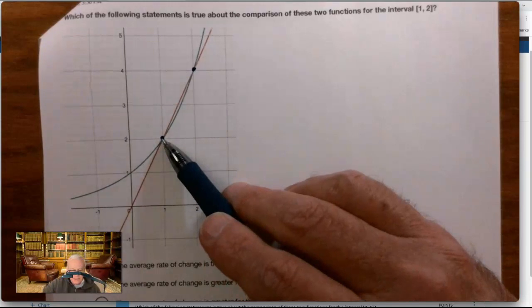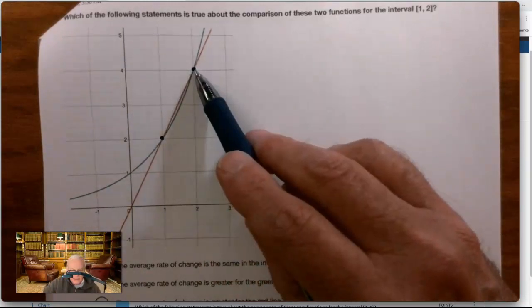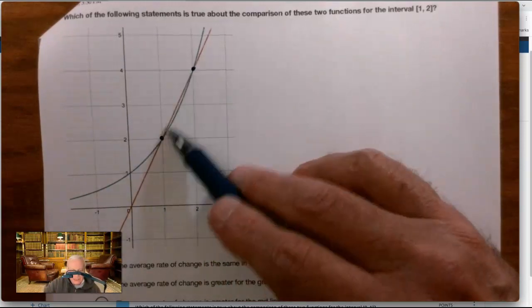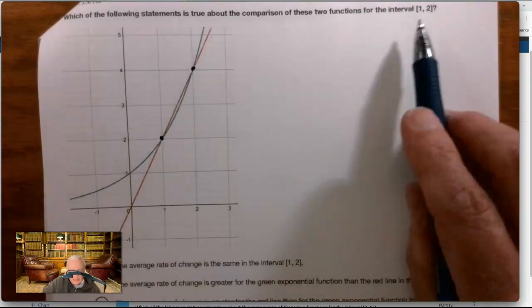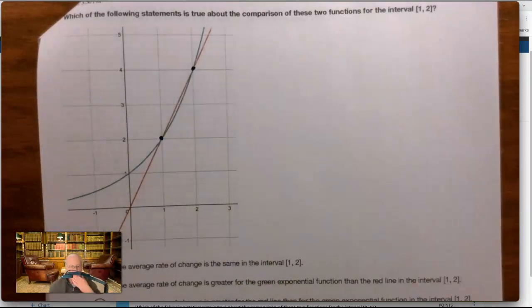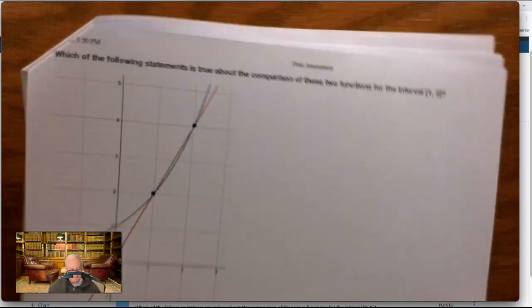They start at the same place, they end at the same place. So it's the same rate of change. The same rate of change in this interval. All right, they're both the same. Keep going.